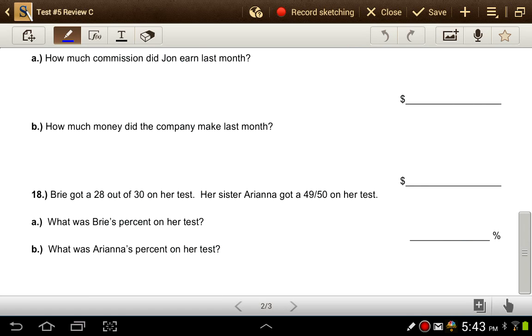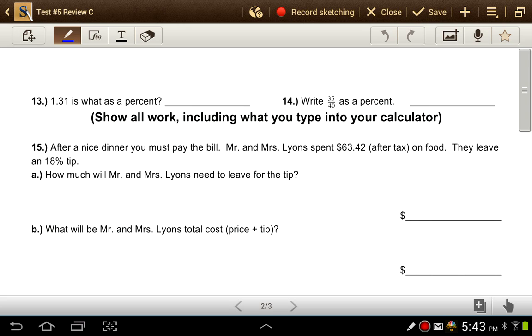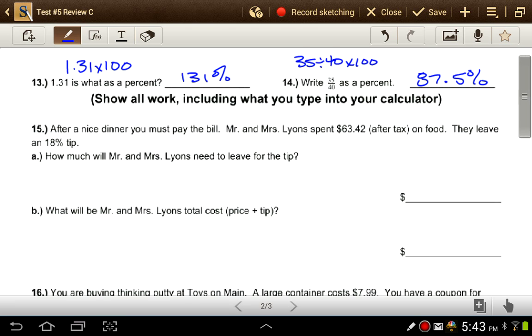Alright, on the next page, we got 2 more problems at the top to finish. So I'm going to write this as a percent, just multiply by 100 to go from a decimal to a percent. And that is going to be 131%. That's over 1, that's why it's over 100%. To turn this fraction into a percent, I'm going to divide 34 divided by 40 times 100. And when I do that, I'm going to get 87.5%.